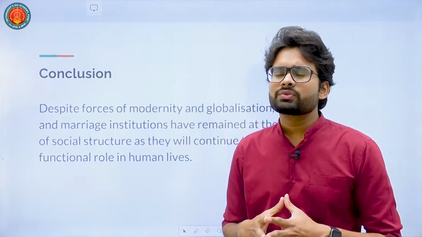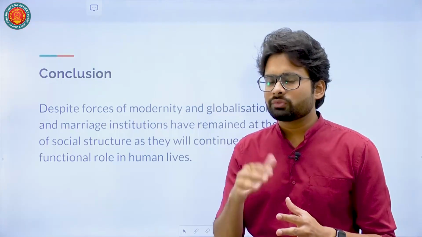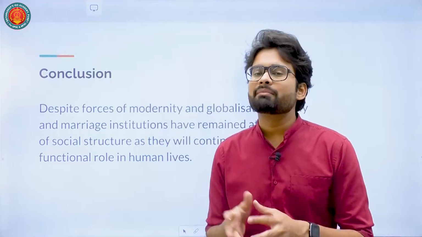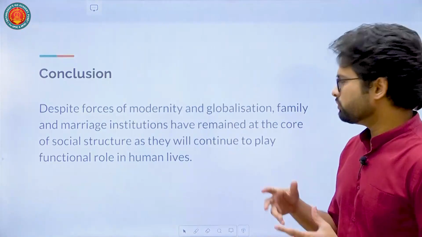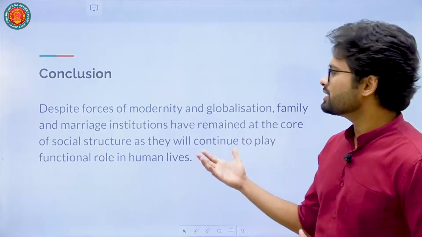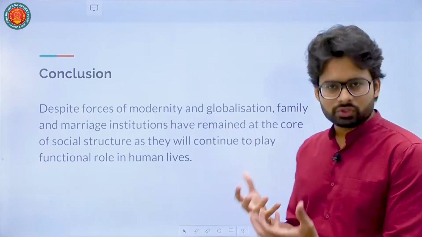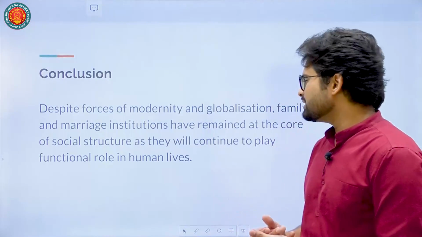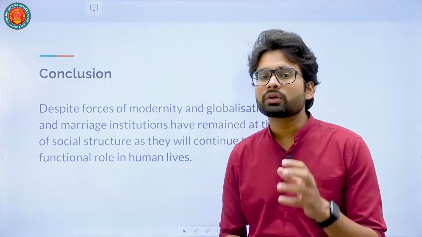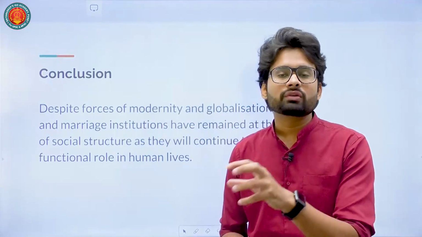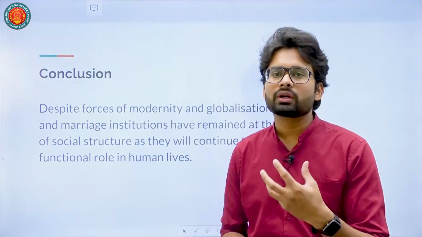Now we are in the last phase of our answer, where we have to draw some inference or conclusion. We can observe that despite all these changes and the waves of globalization and modernity, family and marriage are still dominant institutions in society. Despite the forces of modernity and globalization, they have remained at the core of the social structure, as they will continue to play a functional role in human lives, because marriage and family perform very important positive roles, for example, the emotional bond.